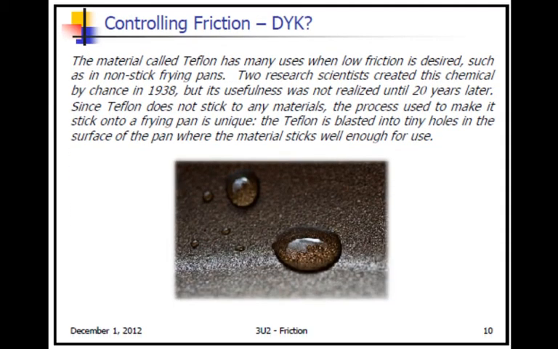Another way we control friction is through the non-stick material known as Teflon. So Teflon is a material that is sprayed onto pans. It makes it more difficult for materials to stick to it. It has a very low coefficient of friction.